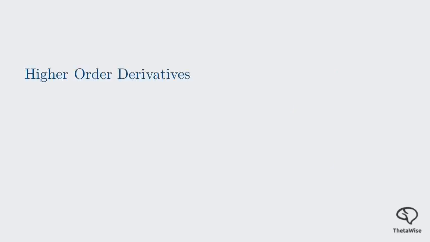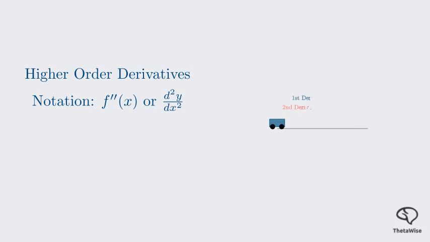What if we take the derivative of a derivative? We call these higher-order derivatives. The second derivative is written with 2 tick marks, and we call it f double prime. If the first derivative is your speed, the second derivative is your acceleration. It's how fast your speed is changing.